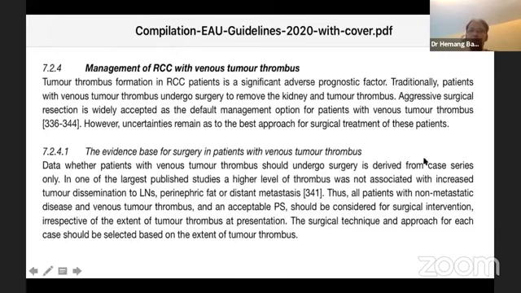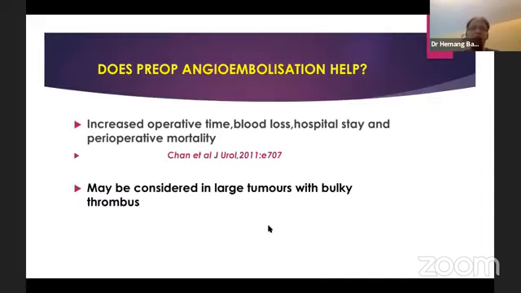So we should be removing it, and all patients with non-metastatic disease and tumor thrombus and an acceptable performance status should be considered for surgical intervention, irrespective of the extent of the tumor thrombus. So this is very important. Don't try to give other therapies because the surgery is risky. We understand the surgery is risky, but we also need to understand that the patient really has a chance of cure only with surgery. And if we are not confident of tackling this ourselves, we should rope in a vascular team, but do it nevertheless. Does pre-op angioembolization help?